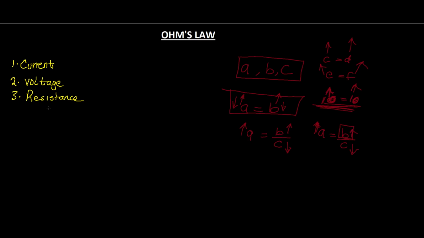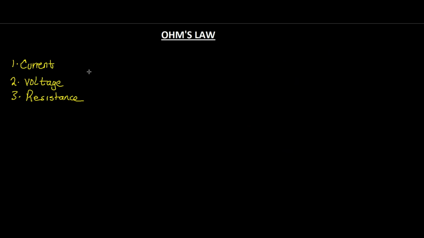Now let us go back to our three quantities, taking note of what we have just discussed. In our previous class, we said that current is basically the rate of flow of charges, and its SI unit is amperes, so it is measured in amps. Voltage, we say that it is the potential difference between two points, and we measure voltage in volts. So its SI unit is volts.